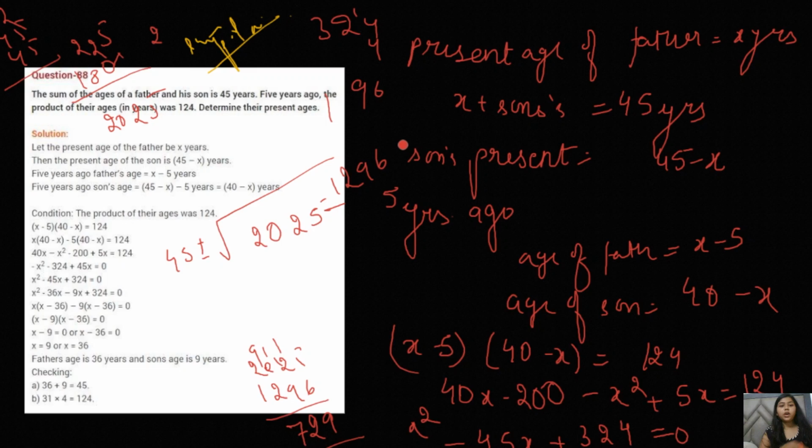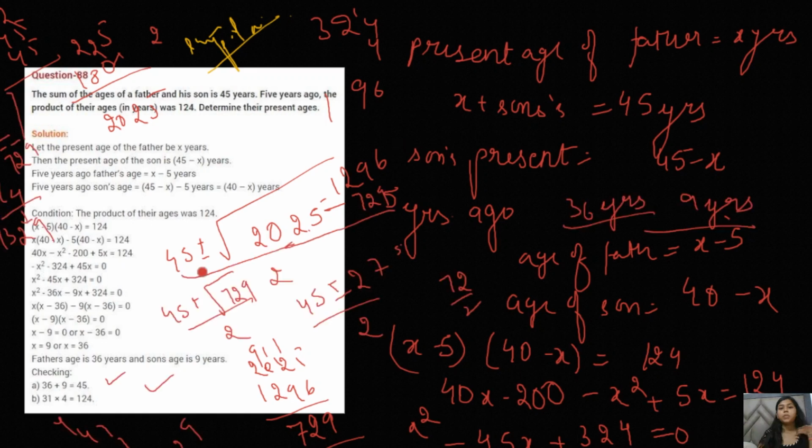So this is what we get as the x. The father's age is 36 years and the son's age is 9 years. I think this is the whole thing: the present ages we have to determine by determining x. So I hope this is clear to you people.